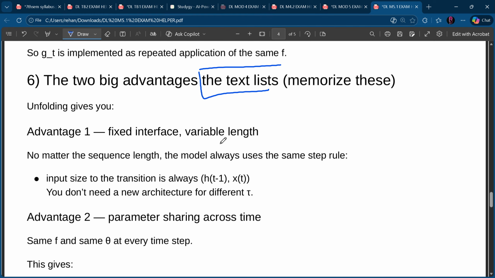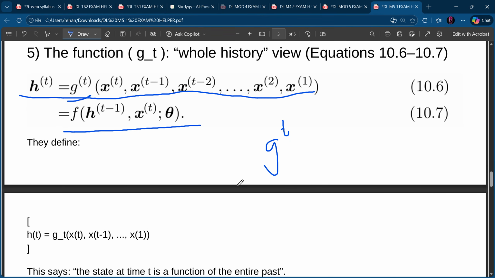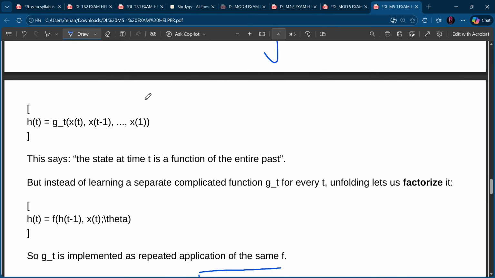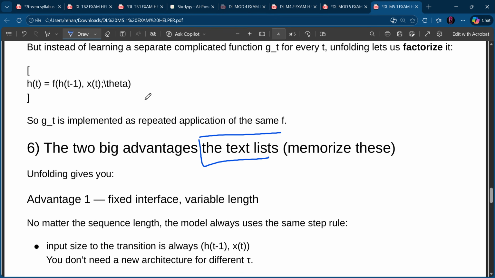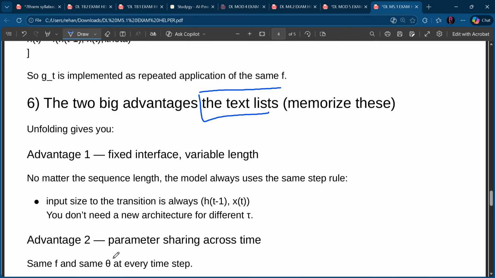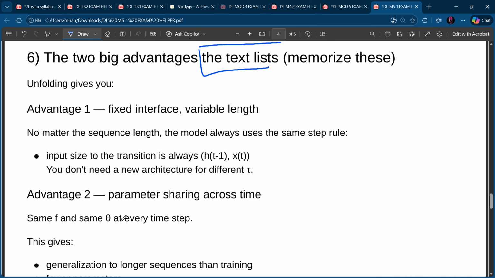Now we have two big advantages of that. Advantage one: fixed interface, variable length. No matter the sequence, the model always uses the same step rule. The sequence is h_{t-1} and x_t. The input size of the transition is h_{t-1}, x_t. You can see this sequence x1, x2, and so on up to t minus 1, up to t. So no matter what, it is a fixed interface with variable length, and that is h_{t-1}, x_t. You don't need a new architecture for different t.